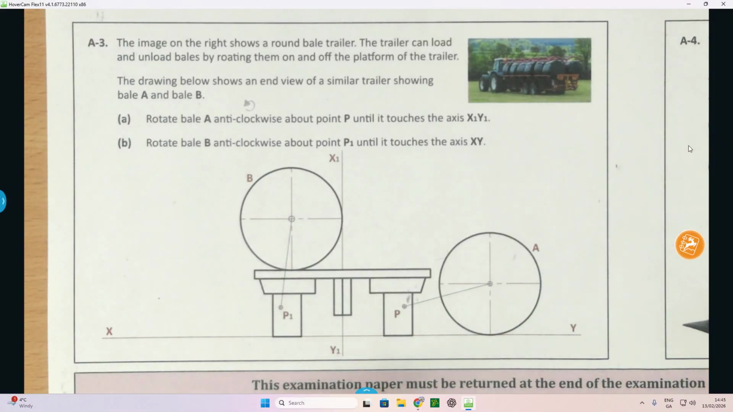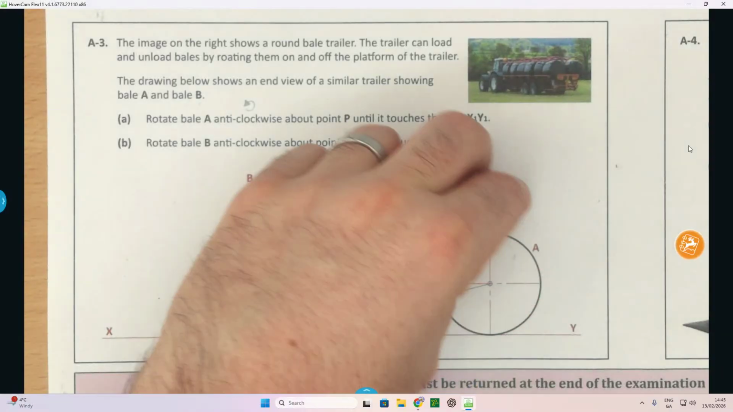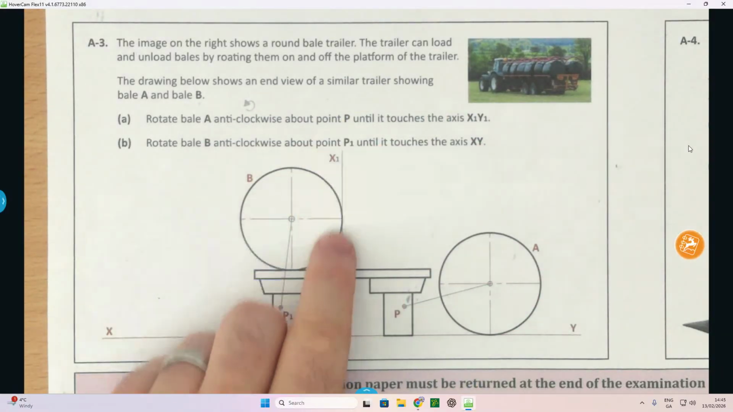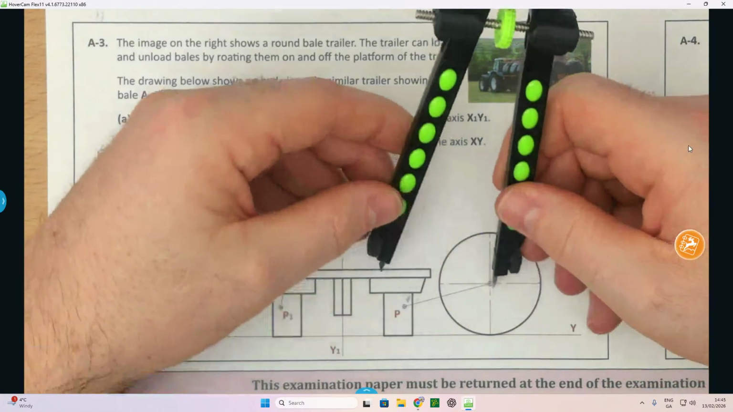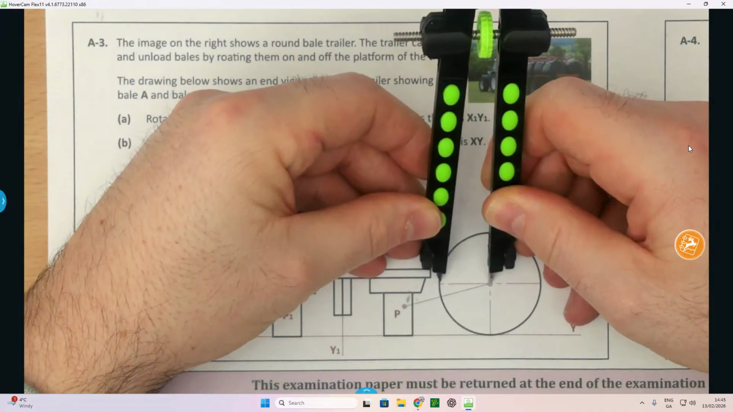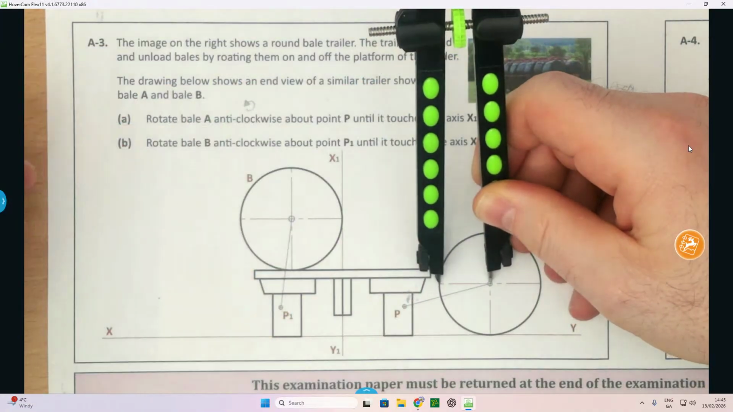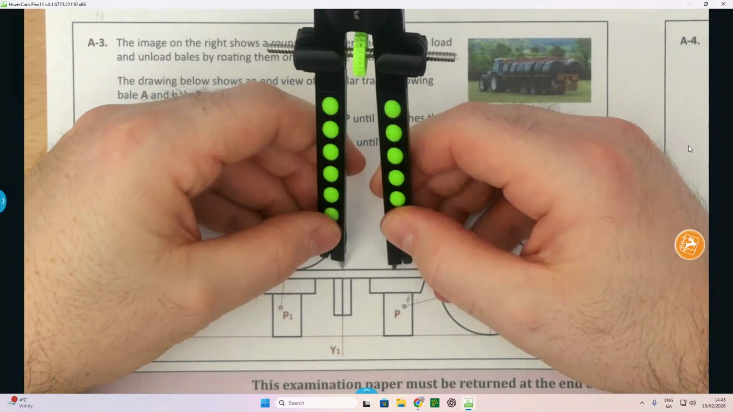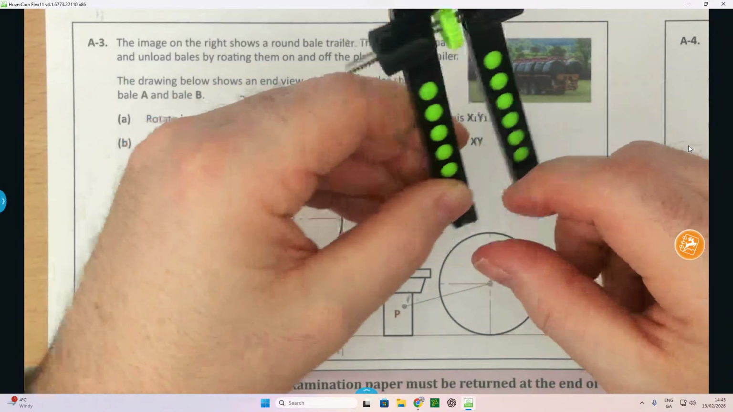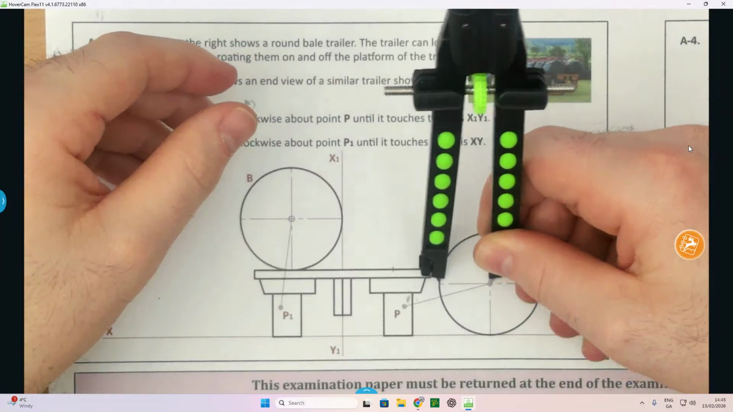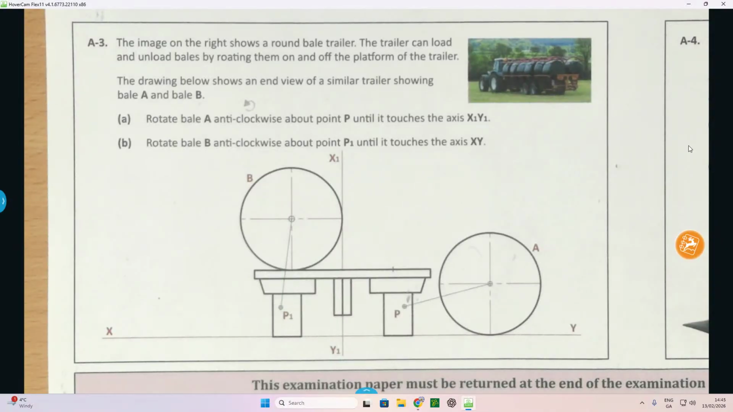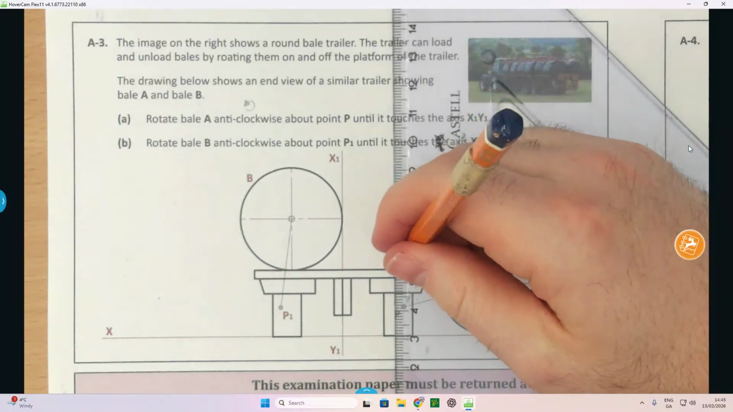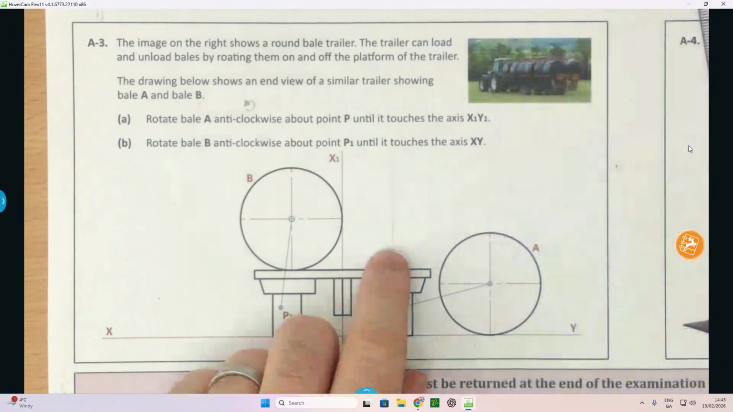Now, what I know is, if that bale has to sit on the trailer, essentially it just has to rotate up here. It has to touch the trailer, but they also want us to stop at the axis line. So what I'm going to do is take the radius of the bale and mark it out from the axis. So you can see there, I took the radius, went to that axis line and marked it out. Therefore, I know that the center point of the bale has to be somewhere up along that line.